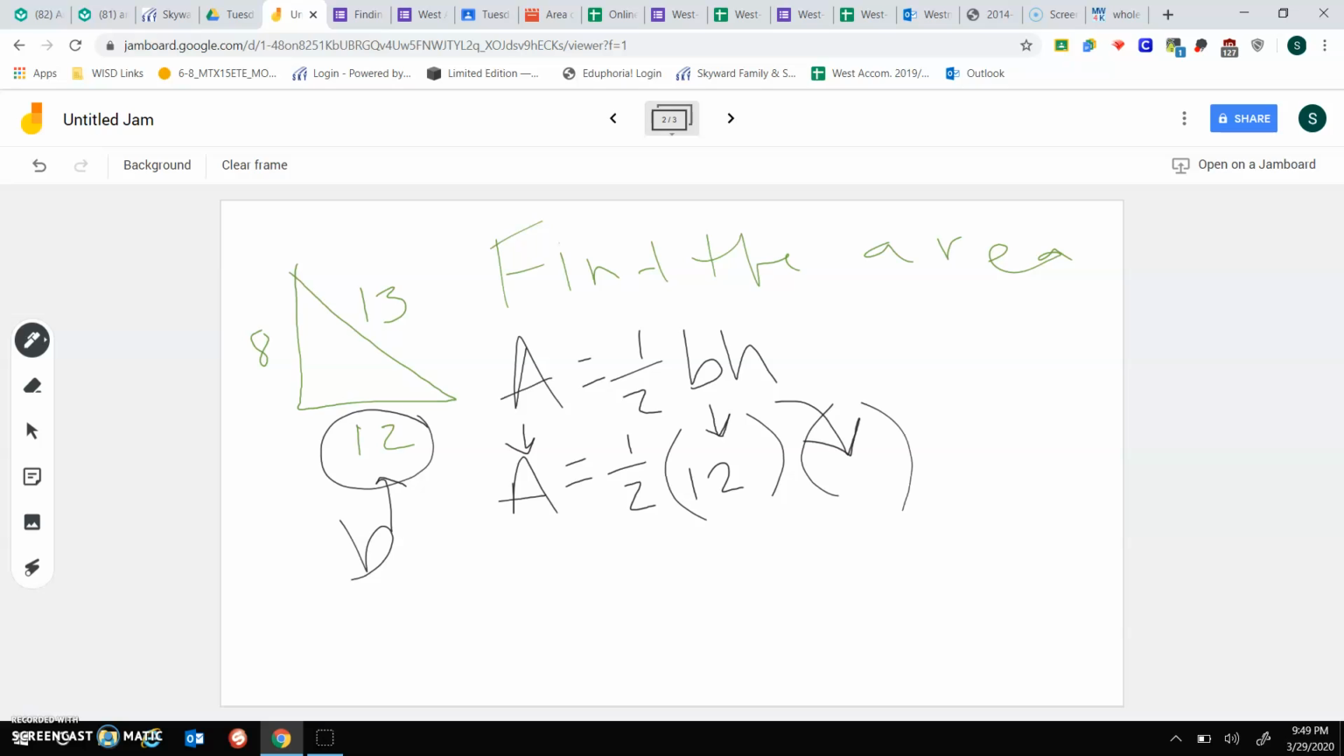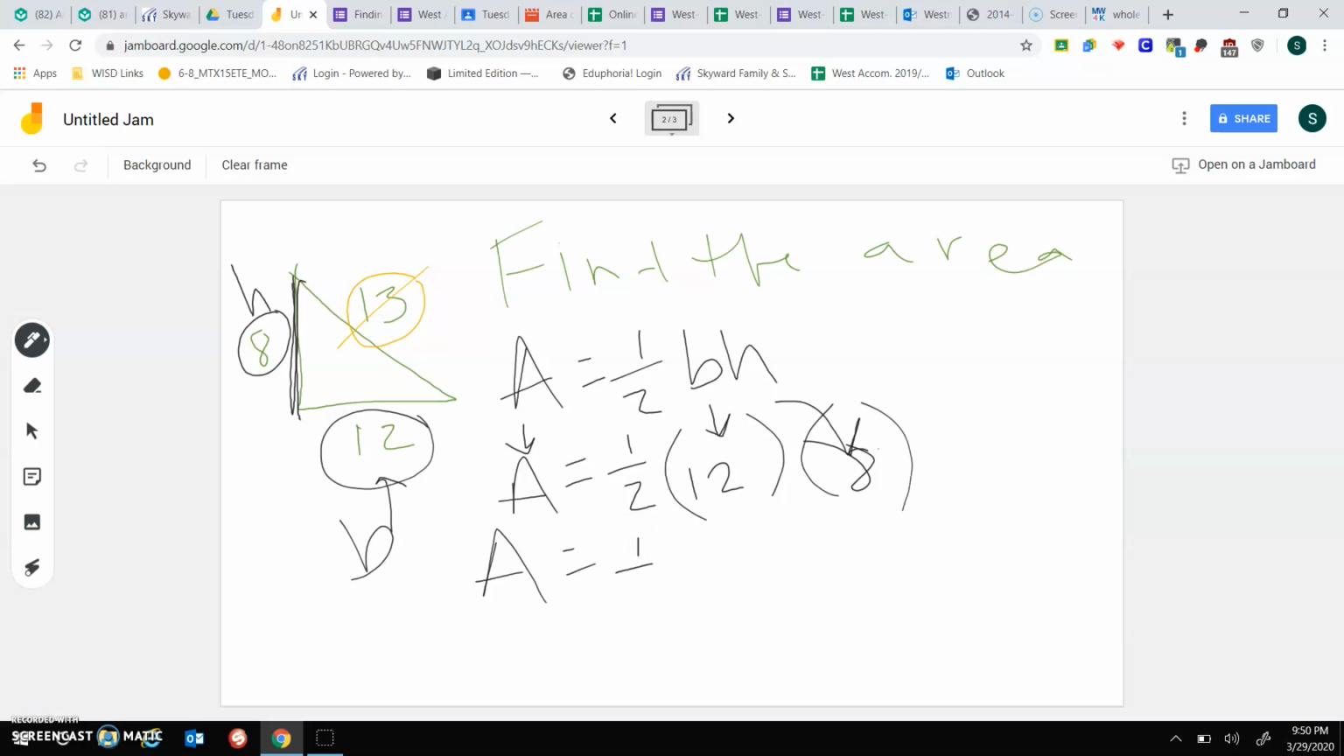Let's keep following our formula. Do I know what the height is? Height has to be straight up and down. Do not say that 13 is the height. It's not. That's a side. Okay? Height has to be straight up and down. And so therefore our height is 8. That's straight up and down. And so now we just use our formula to solve.